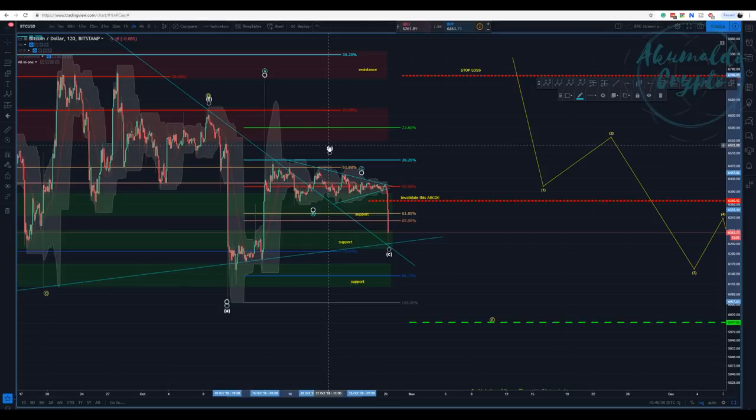So then, remember, this is the whole structure that we would call a B here. And that would be a running flat. Why? Because the B is going beyond the level of A. Here is A. I'm sorry, here is the beginning of A. And B would be here, where I put the stop loss, right? If we go beyond this level here, it's the beginning of a new count. We would need to disregard this whole count here, okay?